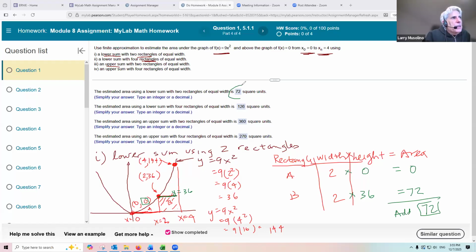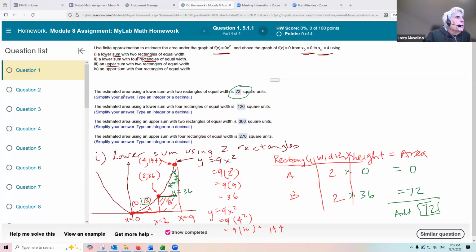So my answer is 72. It's not a very good estimate, because I am missing out on some area. Like, for example, this area, I should be counting. I'm not counting it. So I know my estimate is not that good.